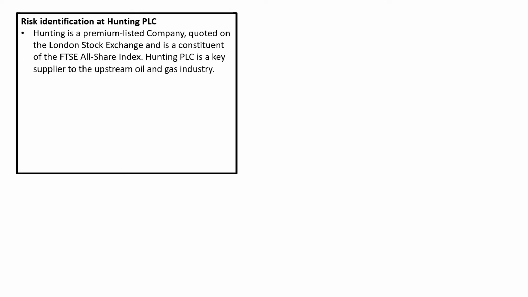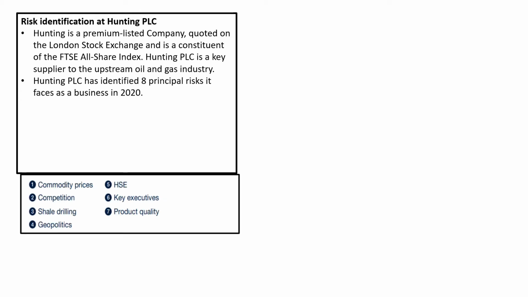Risk identification at Hunting plc. Hunting plc is a premium listed company quoted on the London Stock Exchange and is a constituent of the FTSE All-Share Index. Hunting plc is a key supplier to the upstream oil and gas industry. Hunting plc has identified 8 principal risks it faces as a business in 2020.